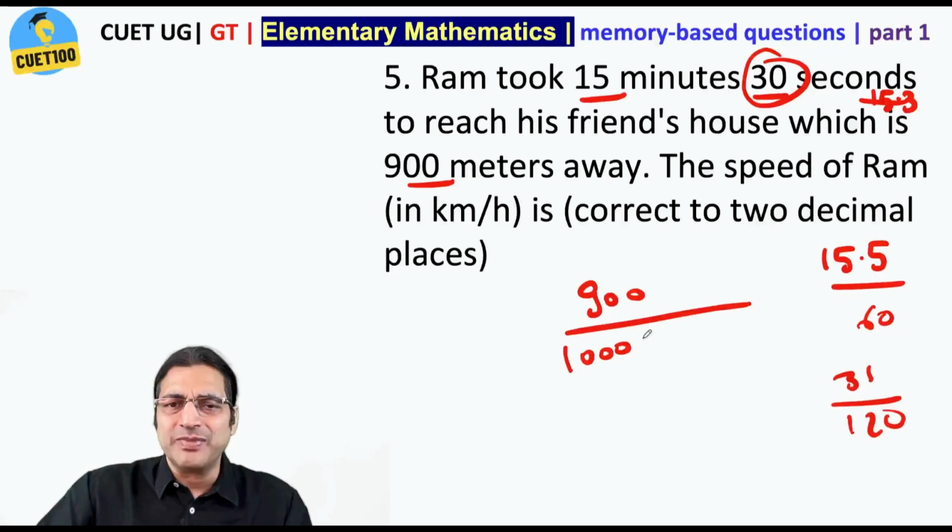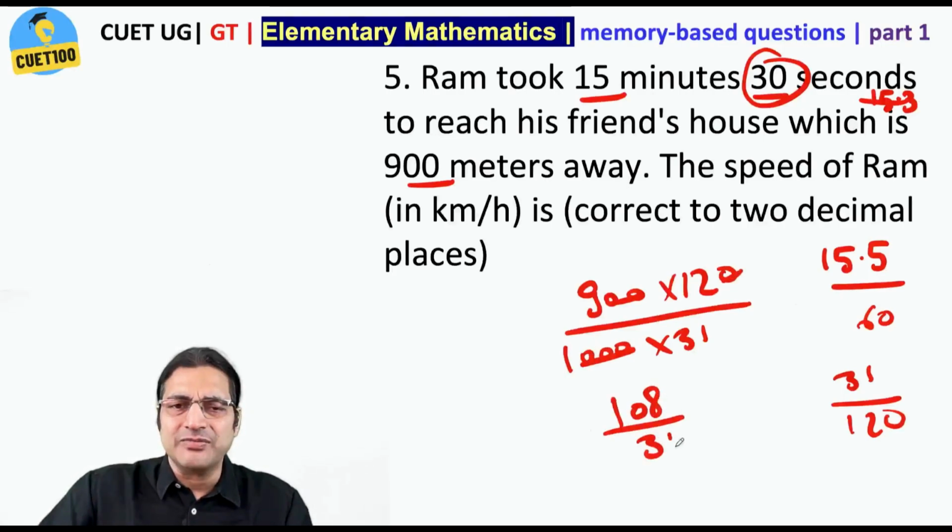So divided by 31 by 120, into 31, 120 will go here. 1, 2, 3 zeros. 1, 2, 3 zeros. So this becomes 108 divided by 31.